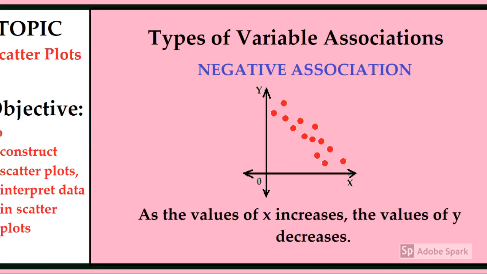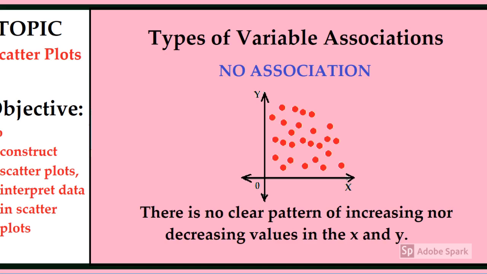And as the x values go to the right, which means they increase, and the values of y go down, which means they decrease, that is negative association. But when there is no clear pattern of increasing nor decreasing values in x and y, that means there is no association.